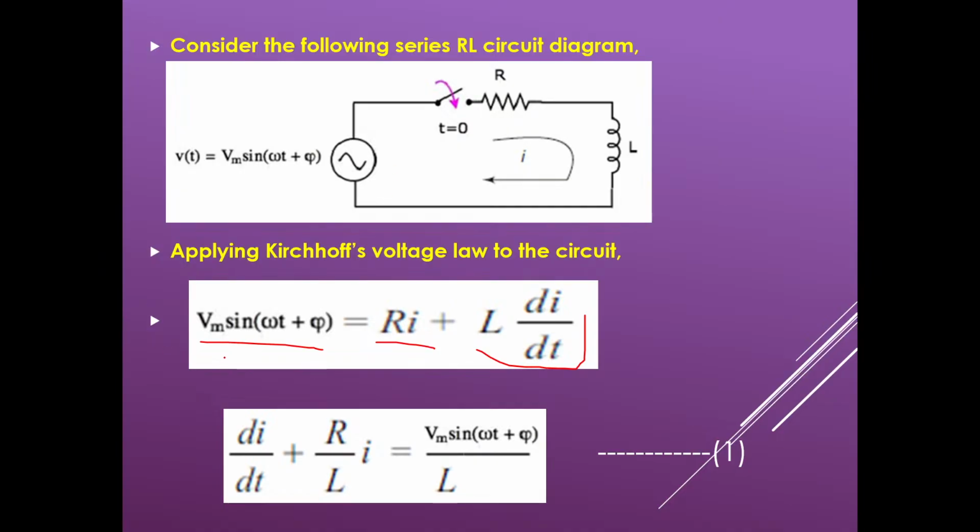So it is Vm sin(omega t plus phi) is equal to Ri plus L into di by dt. Just divide both sides by L. If you divide both sides by L, what do you get? di by dt plus R by L into i is equal to Vm sin(omega t plus phi) by L. Consider it as equation number 1.